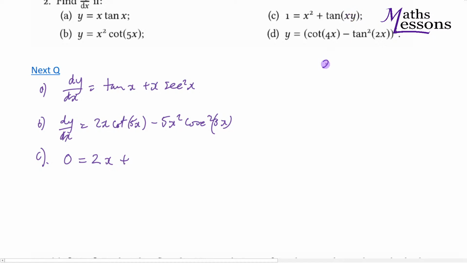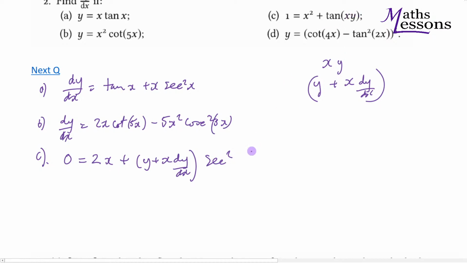So if we just differentiate the xy, differentiate the x, you get 1 times y. Plus, differentiate the y, we get dy by dx times x. So that's the inside bit of our chain rule. So we're going to write y plus x dy by dx. And then we're going to times that by the derivative of tan, which gives us sec squared. And we leave the inside function in there. So we get sec squared xy.